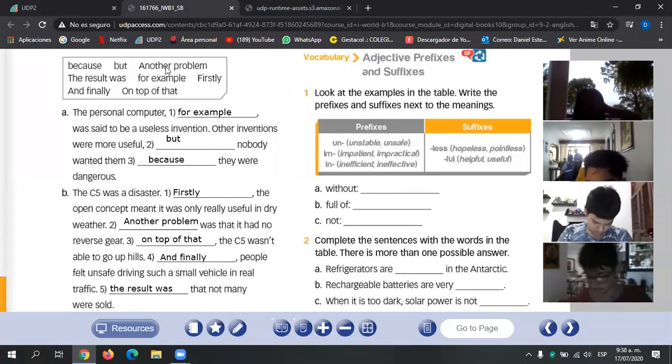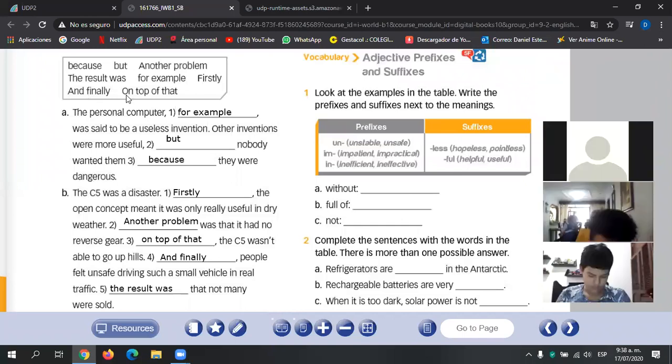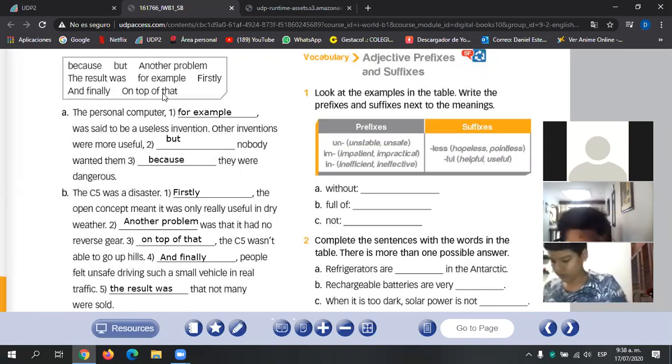Pero otro problema, el resultado fue, por ejemplo, al principio y finalmente, on top of that. I'm not sure what is the meaning of on top of that. Es como que aparte de eso. On top of that, es como aparte de eso.